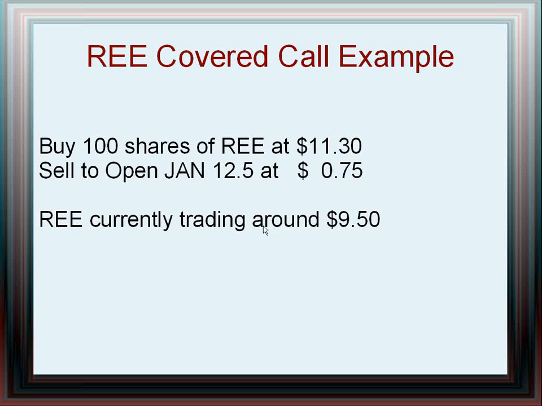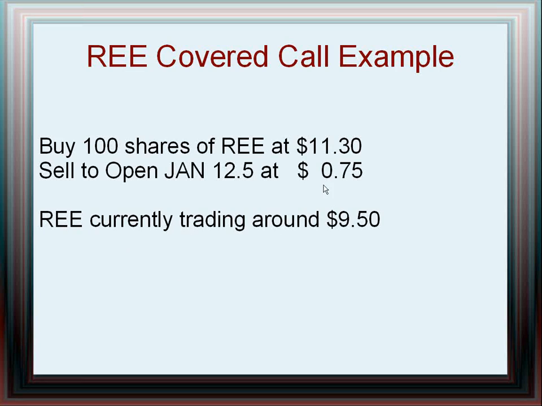This is the reverse of what we just looked at with XOM. For the REE example, 100 shares of rare earth elements were purchased at 11.30. At the time, the January 12.5 call was sold for 75 cents. This was a much more volatile position, so there's a much more inflated premium.